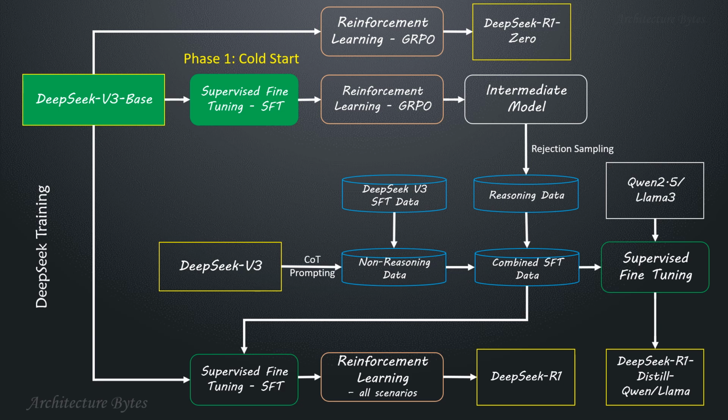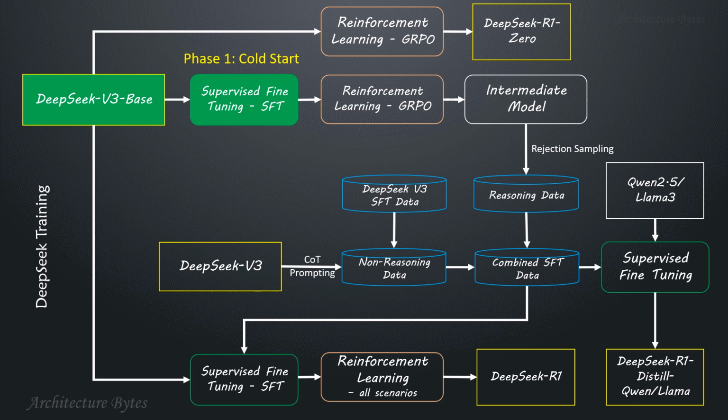Phase 1, also known as cold start, begins with DeepSeek V3 base undergoing supervised fine-tuning or SFT using a carefully curated dataset derived from DeepSeek R1-Zero. This dataset consists of a relatively small but high-quality set of validated readable samples. The SFT phase helps address readability issues observed in the previous model, ensuring that DeepSeek R1 produces clearer and more user-friendly responses.